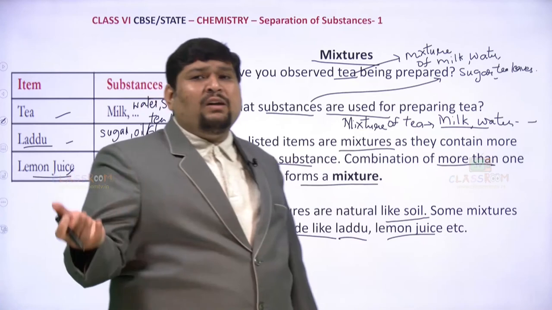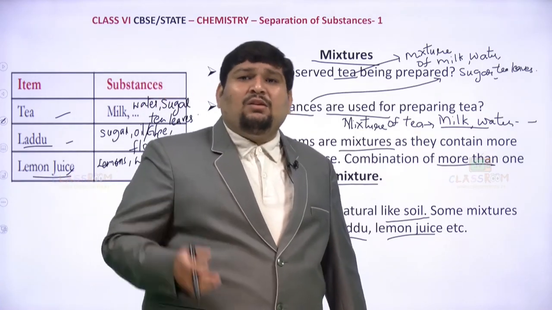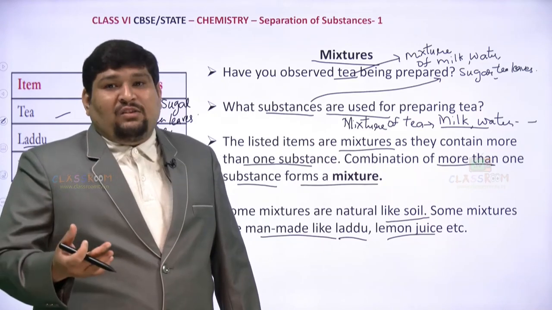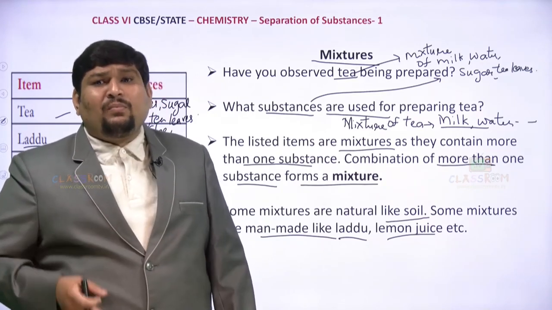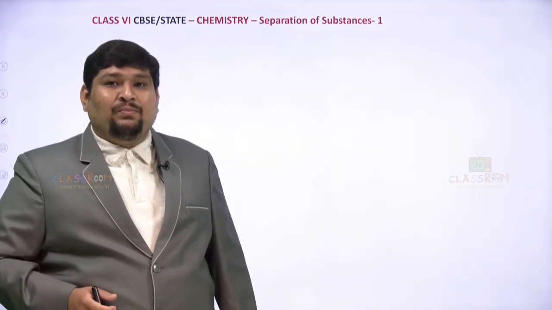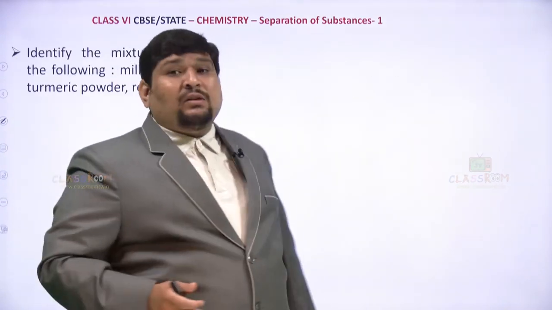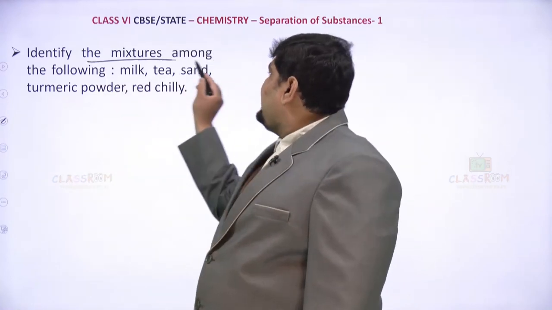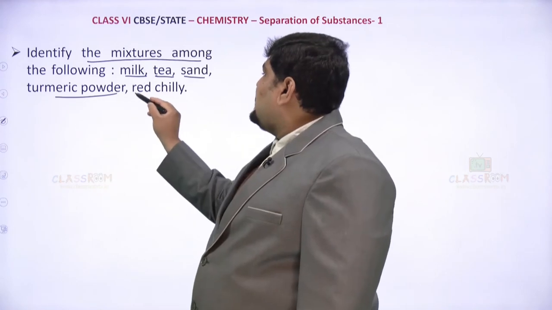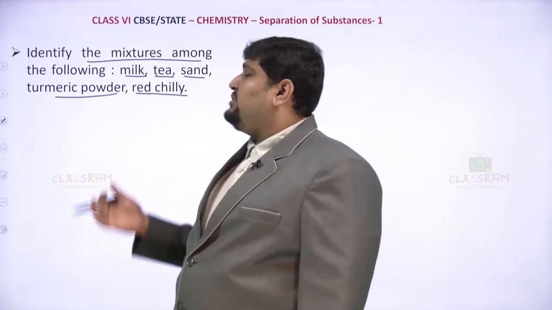And soil, you can find just easily available in nature, in the environment and surroundings where we live. So that's the reason we say those are natural. So there are some existing mixtures which are natural as well as man-made. Yes. So you can find a list like how to identify the mixtures among the following: milk, tea, sand, turmeric powder, red chili. So you have to identify the mixtures now.